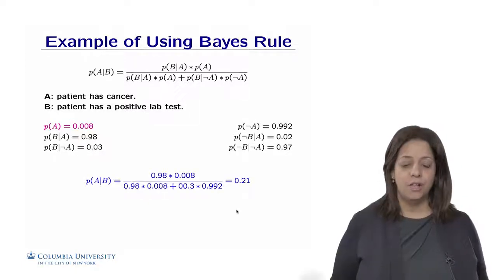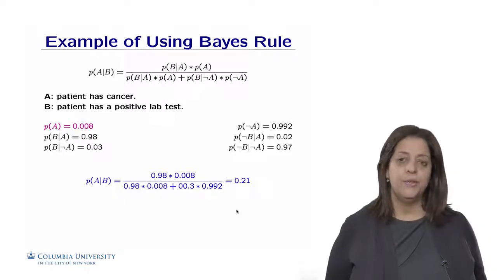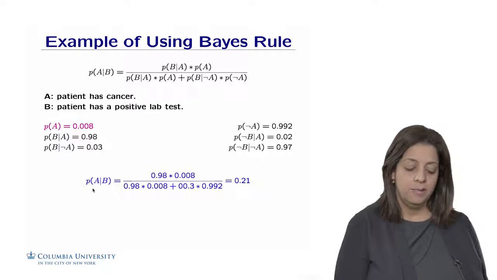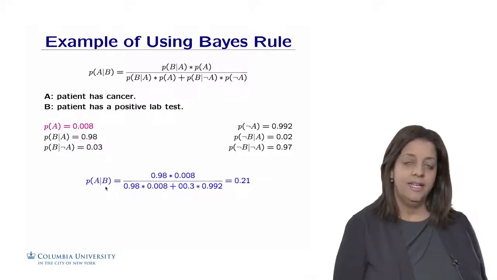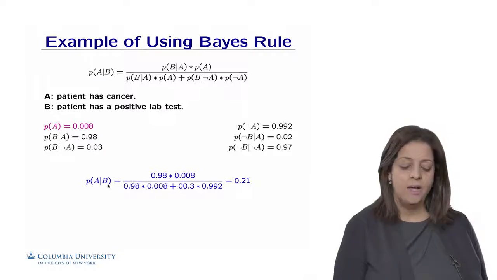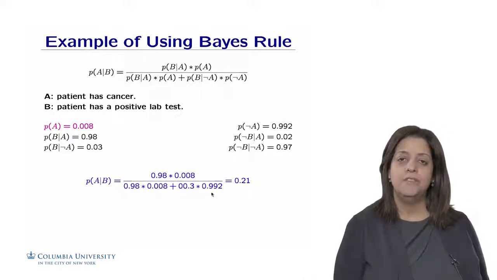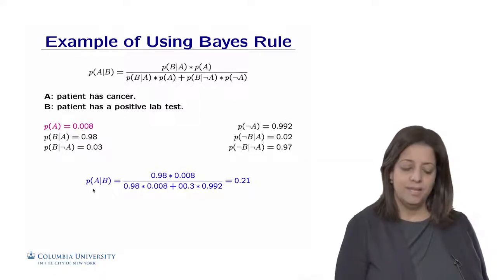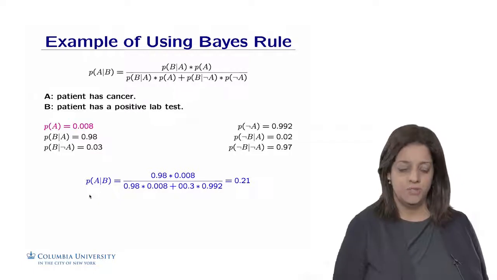Plug all these pieces of information together using the new formulation of Bayes' rule. We get that the probability of the patient having cancer, given that the test was positive, is 0.21. So you see how Bayes' rule allowed us to flip the probabilities and use the information that we could observe, rather than estimate the probability of an event that we couldn't observe.